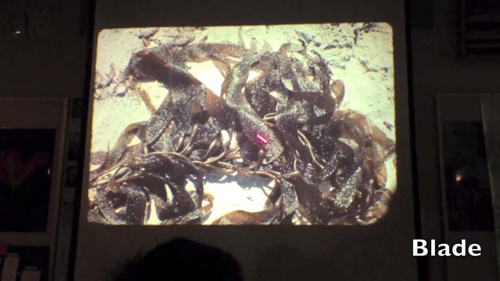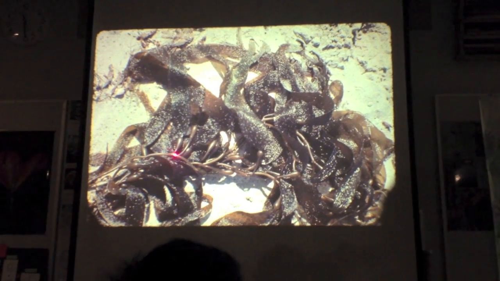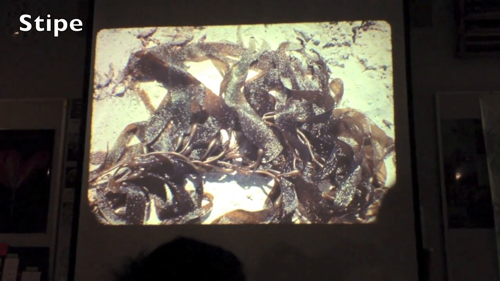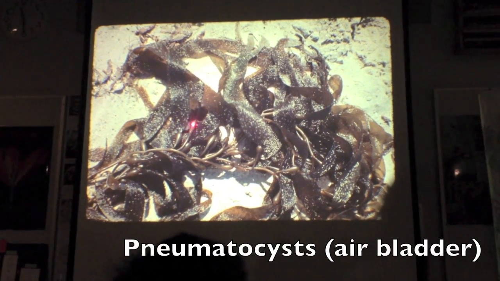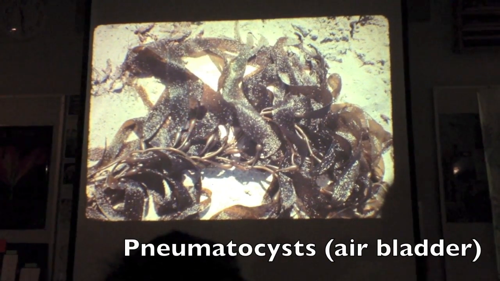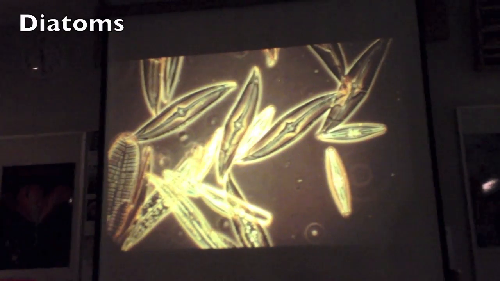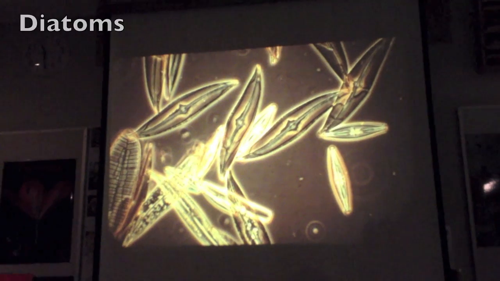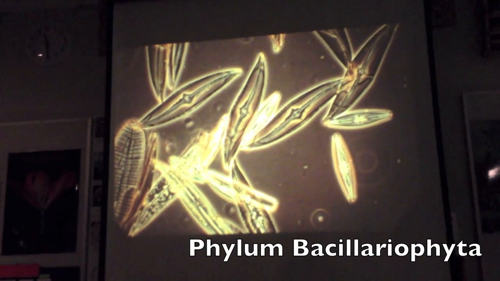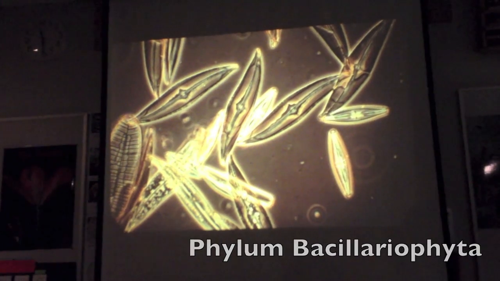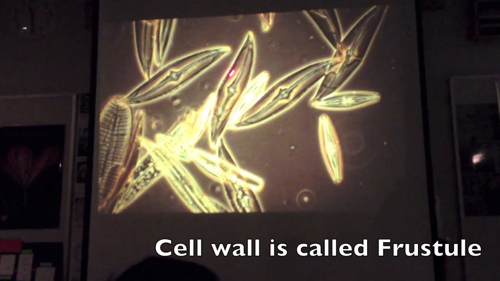And this. What's this part called? Blade. This part? Stipe. And this little thing right here? Air bladder. And diatoms. And the phylum is? Bacillariophyta. What's the cell wall called?